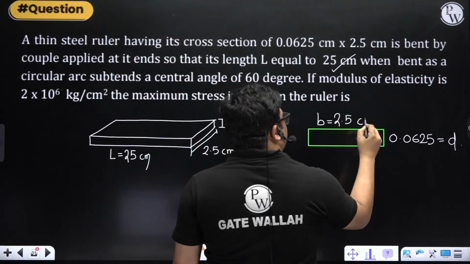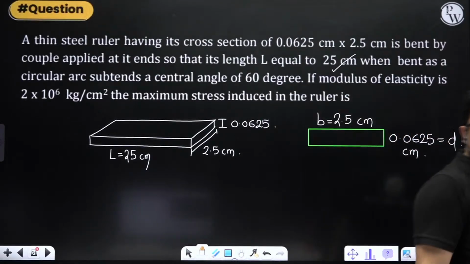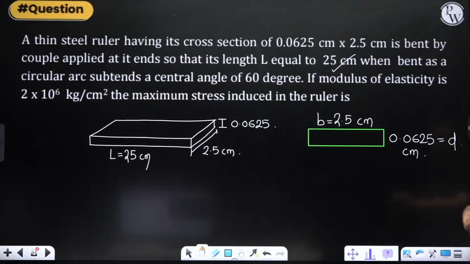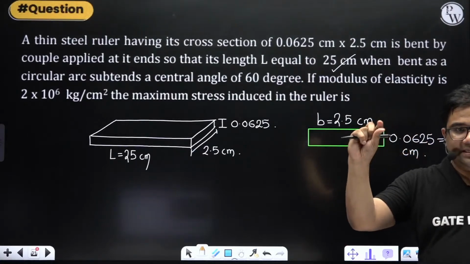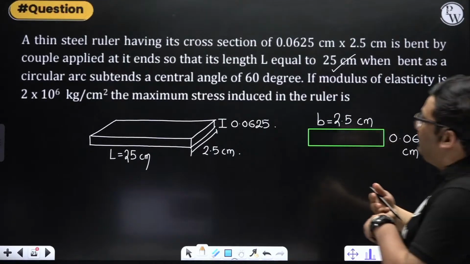Now you will say, sir, actually the depth is always more and the width is less. But for a ruler or a scale, the depth, the thickness, is less and the width is more. So it is something like this, and the length is this much. Very good. They have asked for the maximum stress induced.